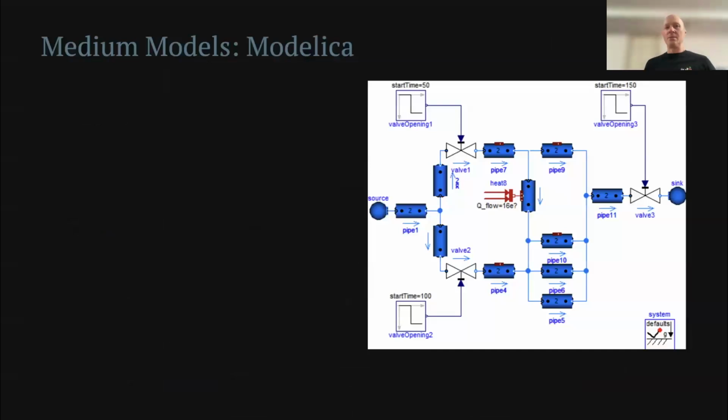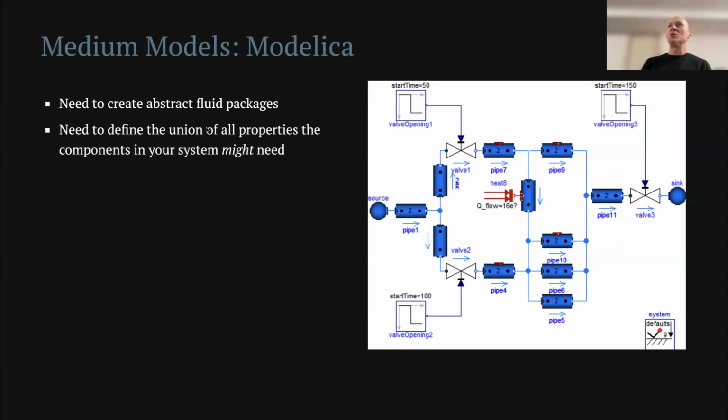Okay. Now, another topic is how media models are handled in Modelica. This is an example of a Modelica model. It's got a bunch of components in it: pipes and valves and sources and so on. In Modelica, if you wanted to create a model like this, you'd create the model, but you'd also have to associate a particular media model with it. In order to bootstrap that process, you have to create an abstract fluid package that contains a bunch of functions inside of it, and then you would need to go through and decide what functions you needed.